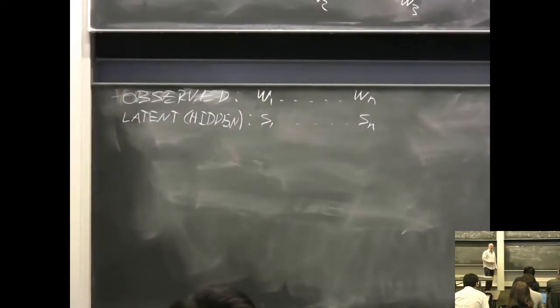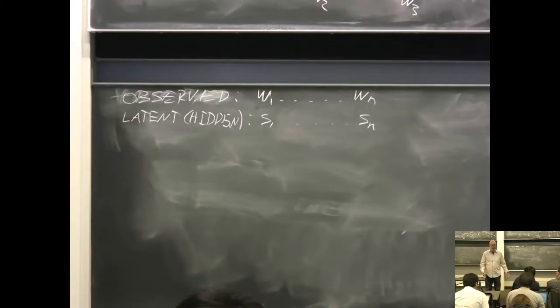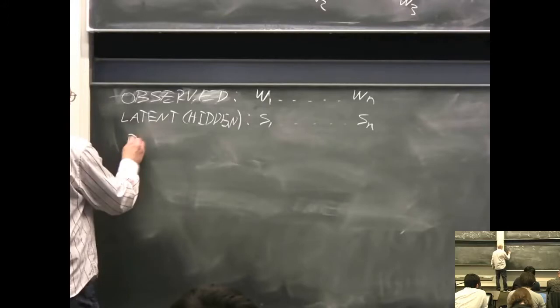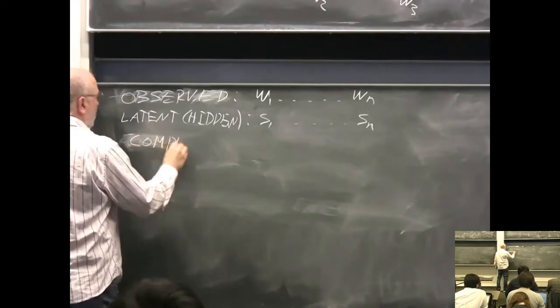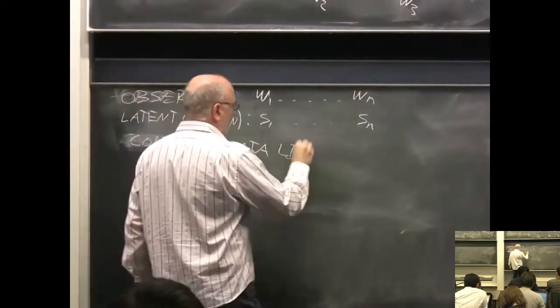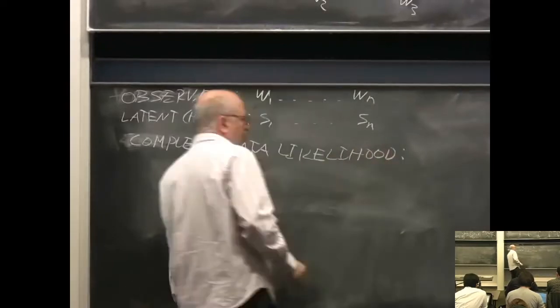A hallmark of where latent models are and where EM comes to the rescue is that it's easy to write the likelihood function assuming that you know the hidden events, but it's hard to write it not relying on the hidden events. So I'm going to write here the joint probability, or the complete data probability, the complete data likelihood.